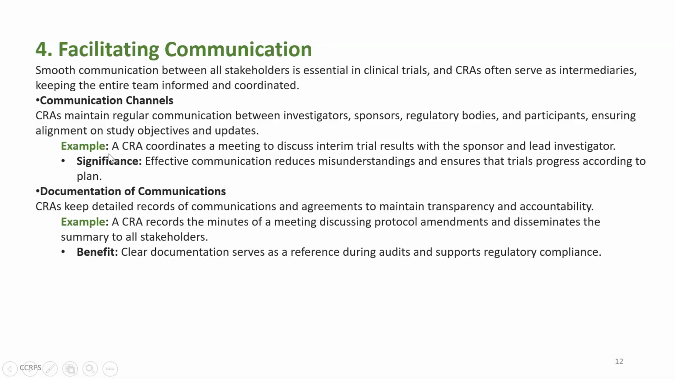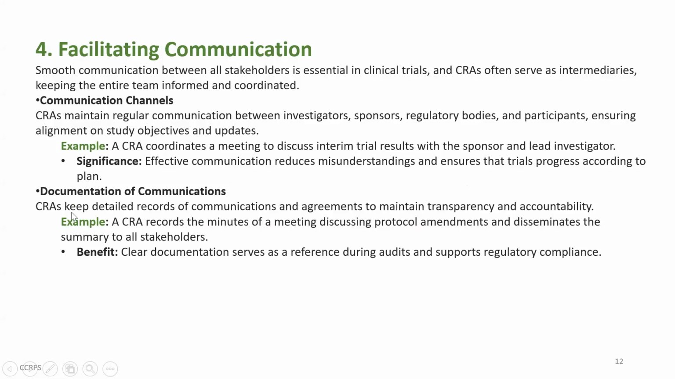Example, a CRA coordinates a meeting to discuss interim trial results with the sponsor and lead investigator. The significance here: effective communication reduces misunderstandings and ensures that trials progress according to plan.